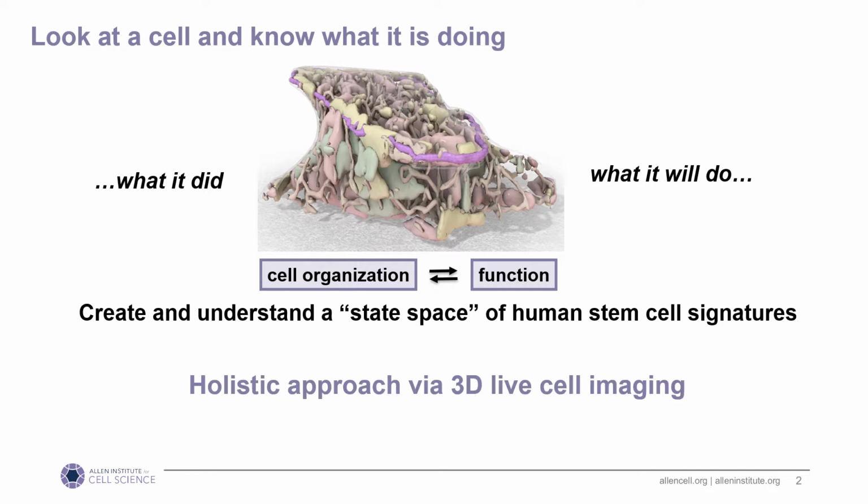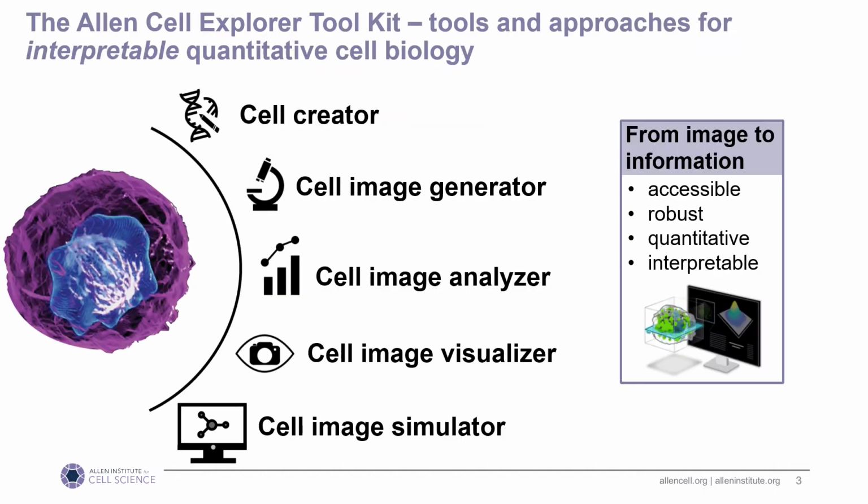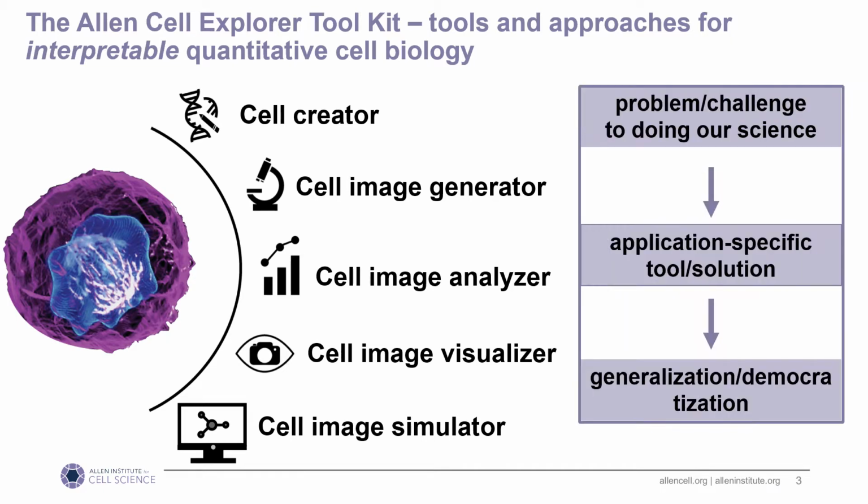We take a holistic approach, considering all the main parts of the cell as a whole, at the level of structures and organelles via 3D live cell imaging. To do this, we built the Allen Cell Explorer Toolkit, which includes everything from our stem cell lines and methods to new simulation platforms. We want to pave an accessible and robust road from image to information in a quantitative and interpretable way. By solving our own challenges in order to move the science forward, we develop application-specific tools. It turns out that most of these tools generalize very well, so we hope to share them with others in an easy and accessible way.